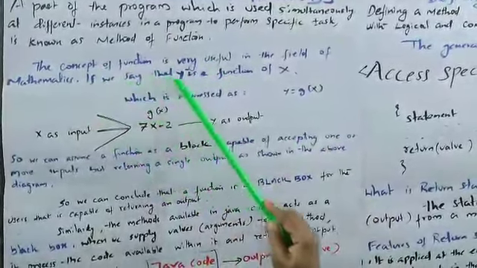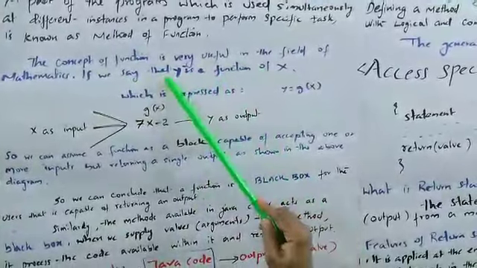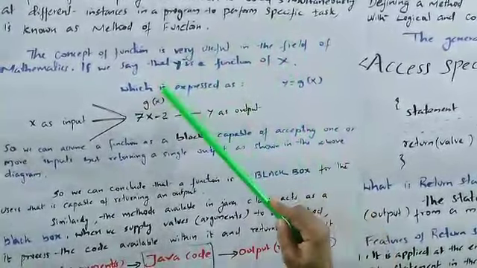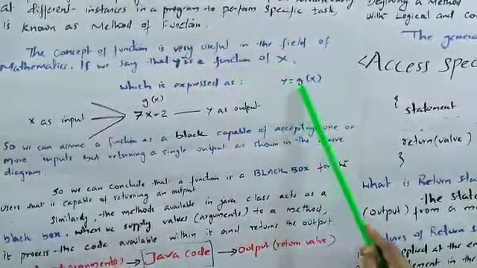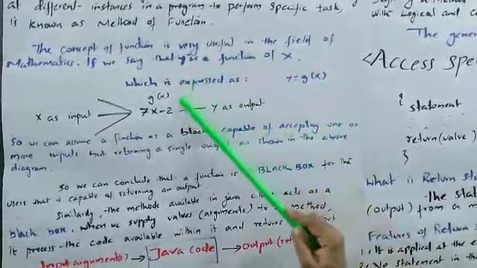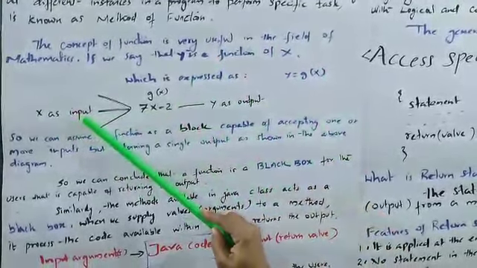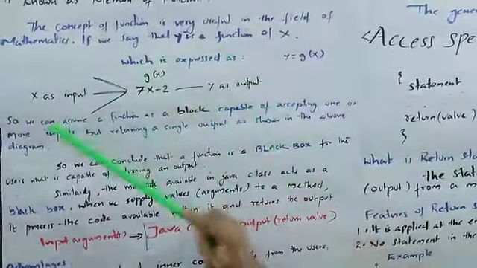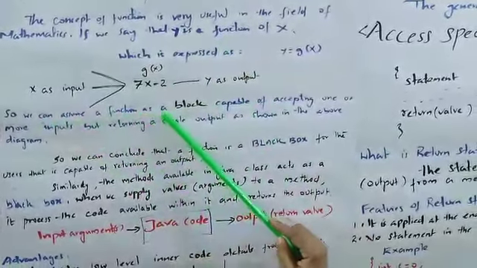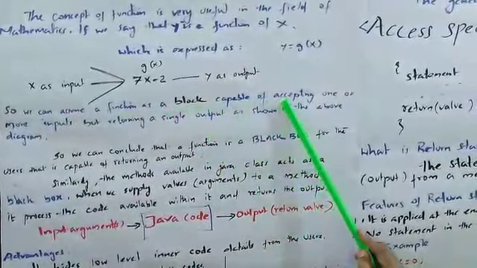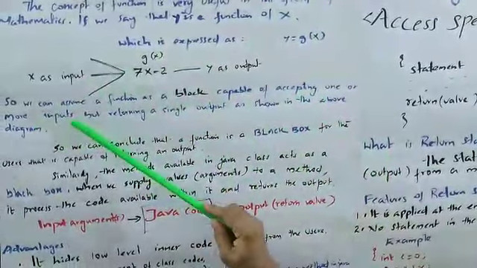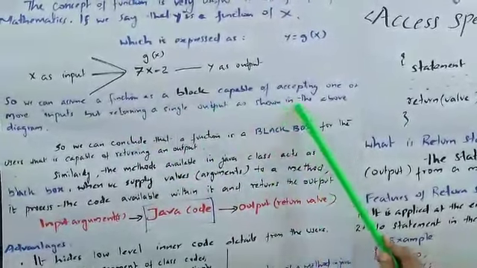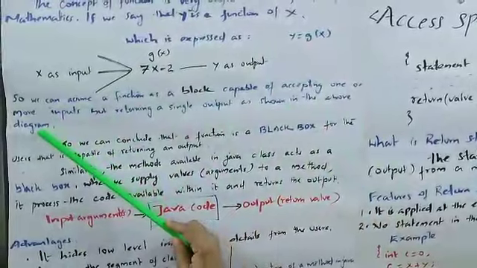The concept of function is very useful in the field of mathematics. If we say that y is a function of x, it is expressed as y = g(x). The same thing if we apply in a computer, x has as input 7 to minus 2, it will give you y as output. So we can assume a function as a block capable of accepting one or more inputs but returning a single output, as shown in the above diagram.